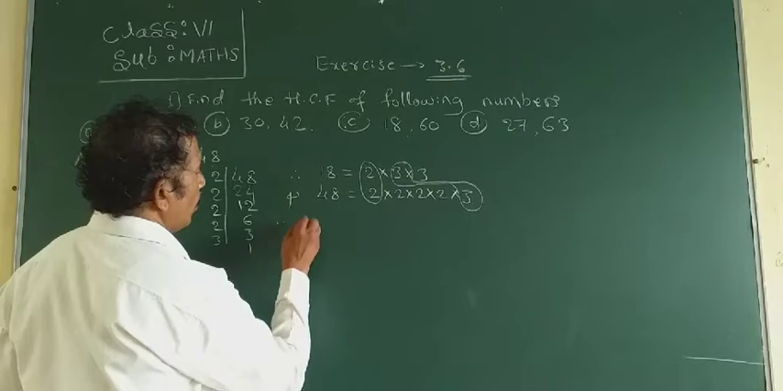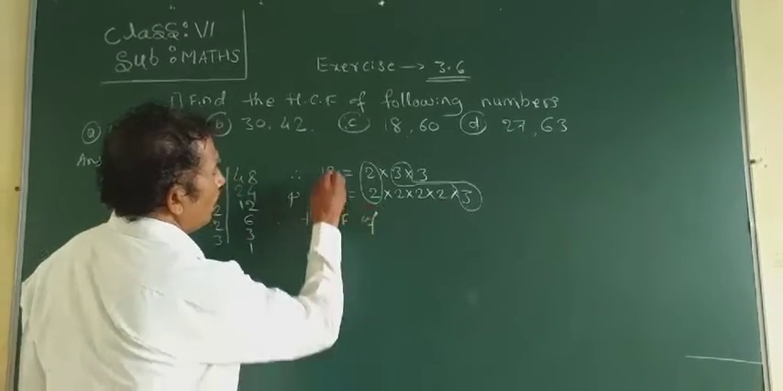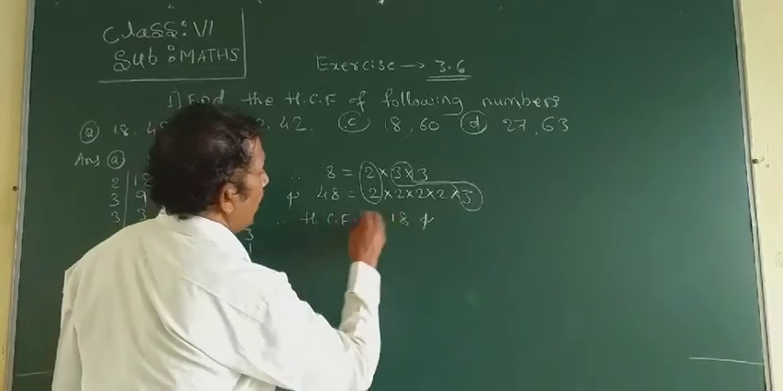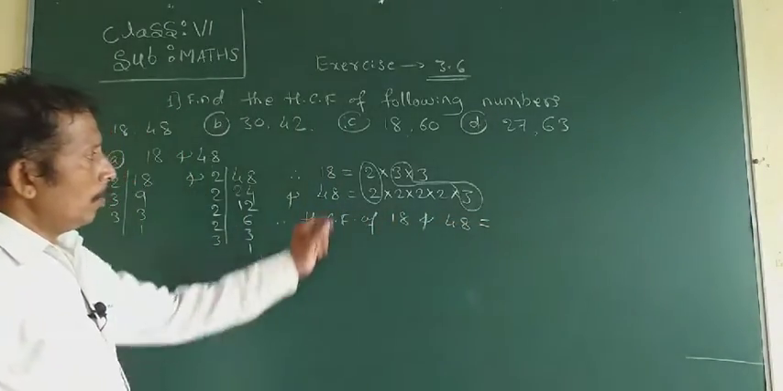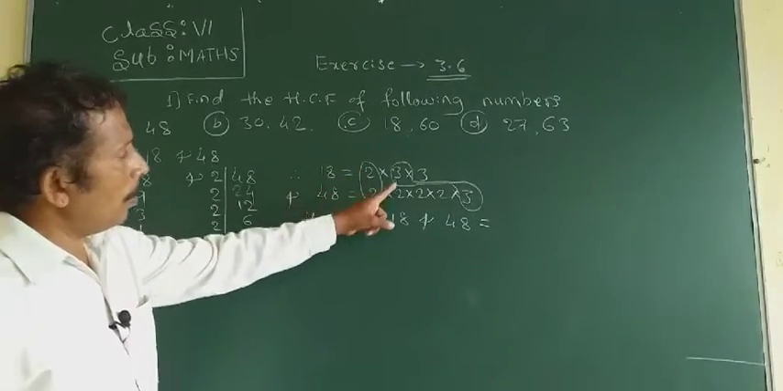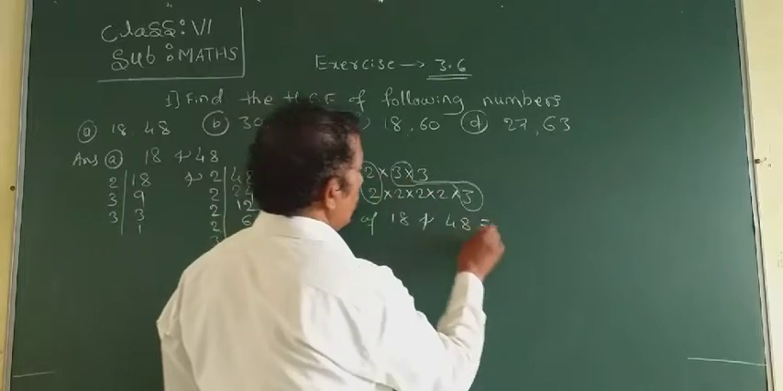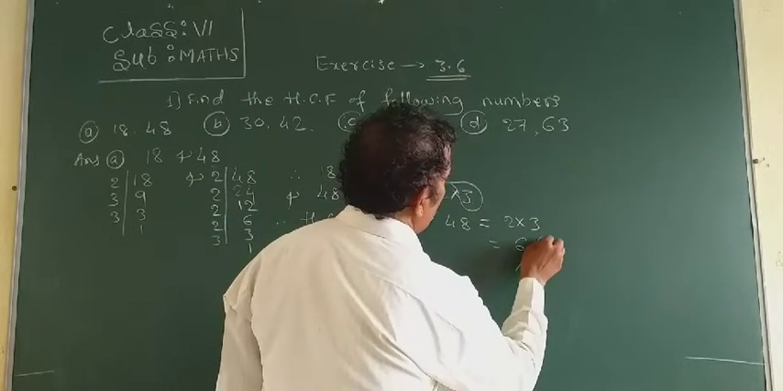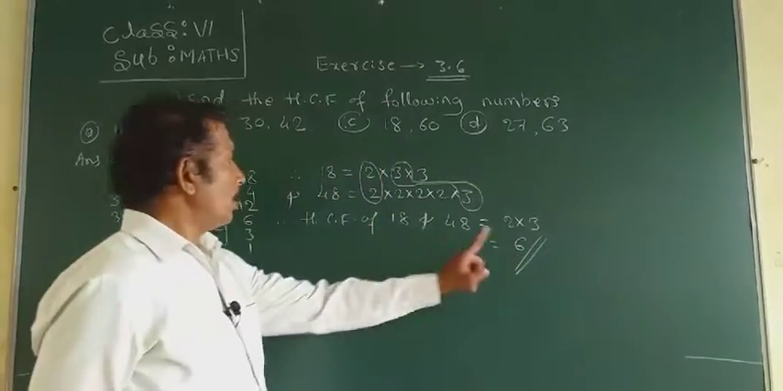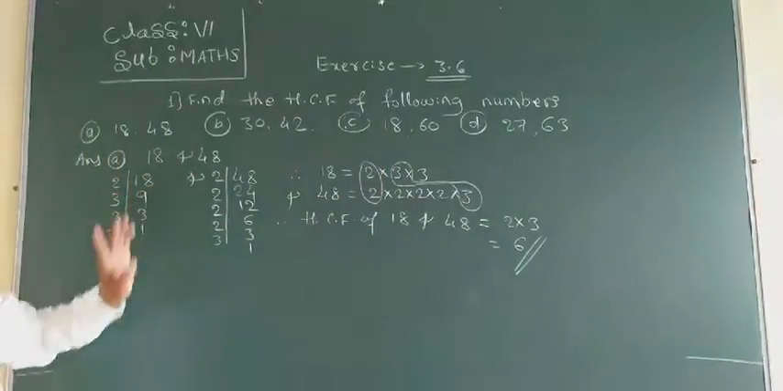Therefore, the highest common factor of 18 and 48 is equal to, first common factor is 2, second common factor is 3. Take their product, 2 into 3, that is equal to 6. Now 6 is the HCF of 18 and 48.